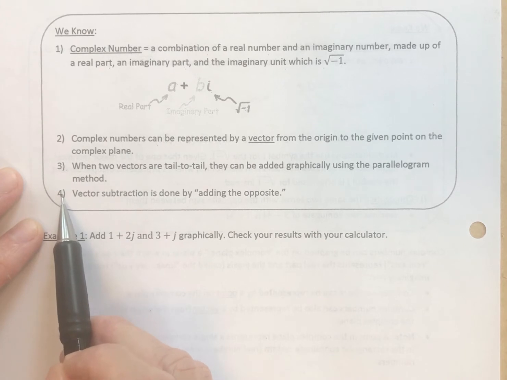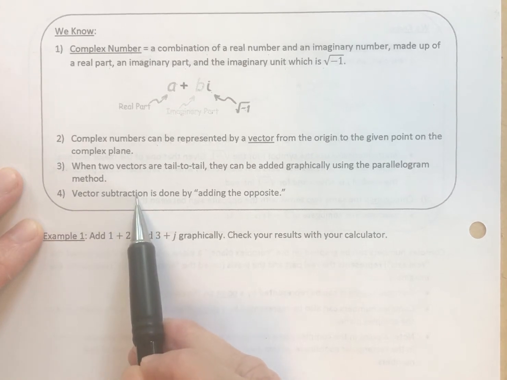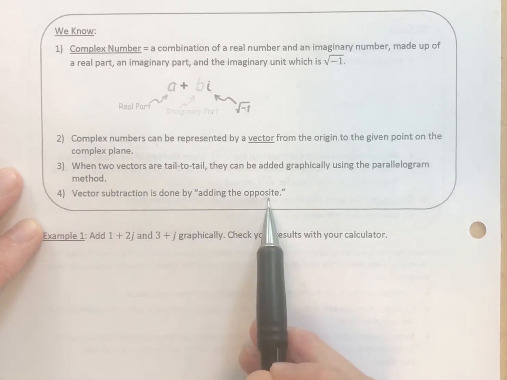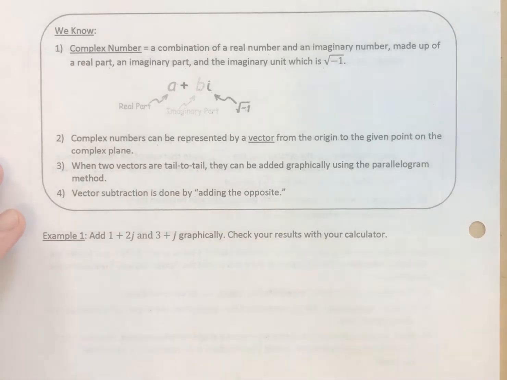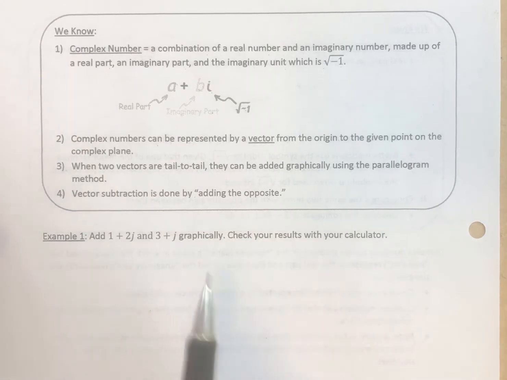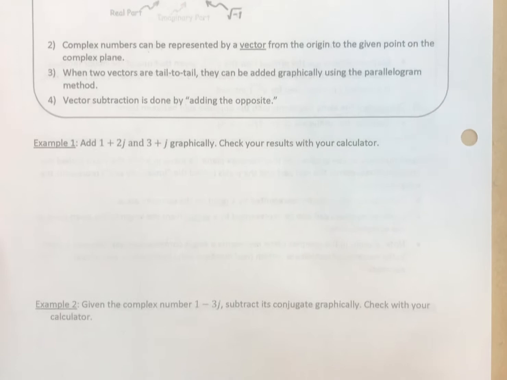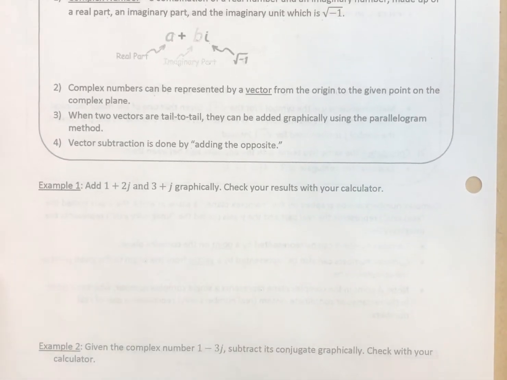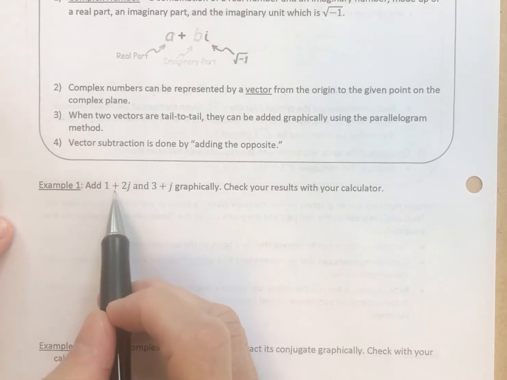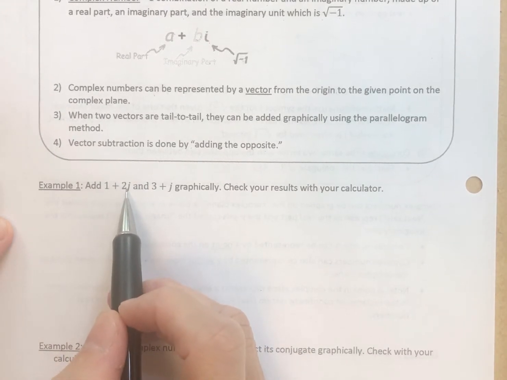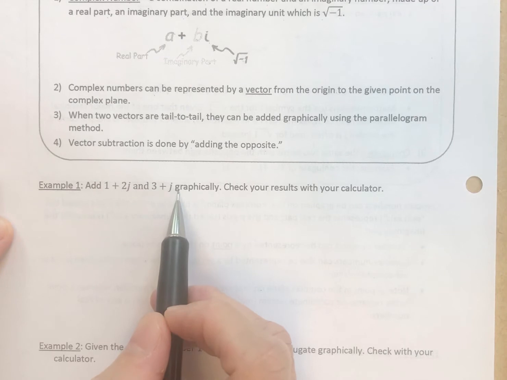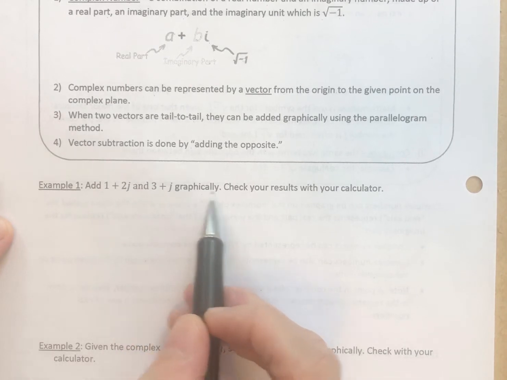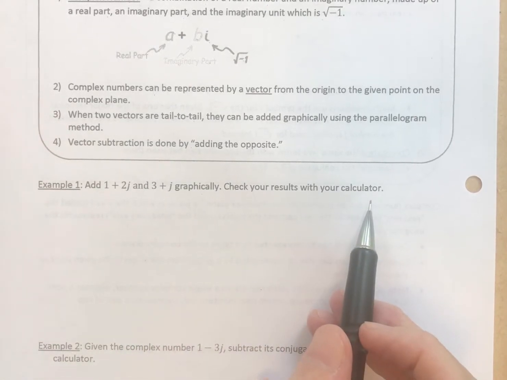And number 4, vector subtraction is done by adding the opposite. Very similar to perhaps how you learned integer subtraction. So we're going to add the opposite when dealing with vectors. All right, let's take a look and put those things together. We want to add 1 plus 2j and 3 plus j graphically, and we want to check our results with our calculator.